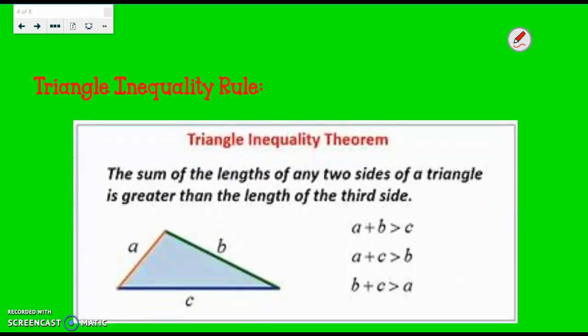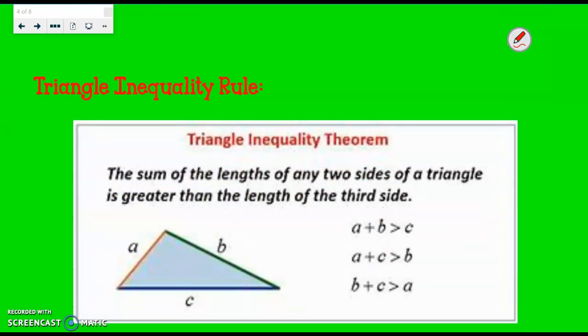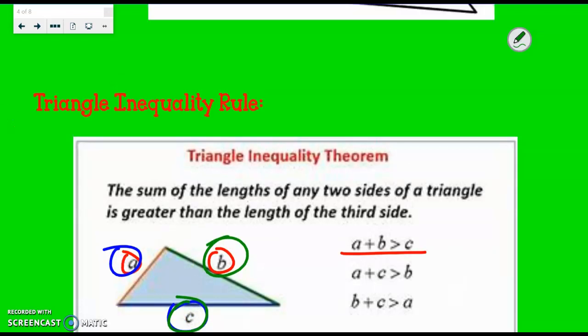And then last, the triangle inequality rule states that the sum of the lengths of any two sides of a triangle is greater than the length of the third side. So that's like saying A plus B is greater than C, and A plus C is greater than B, and C plus B is greater than A. So that has to be true for it to be a triangle.